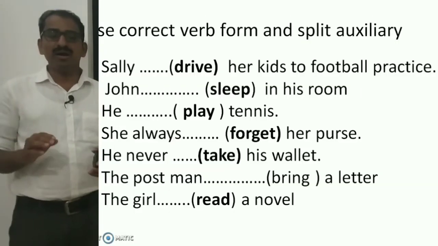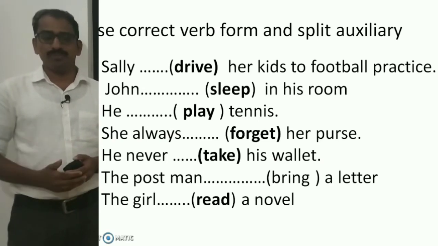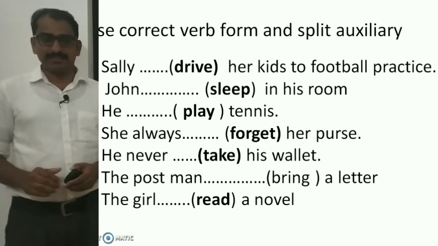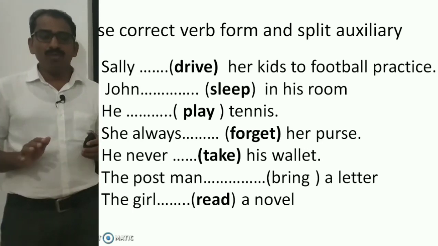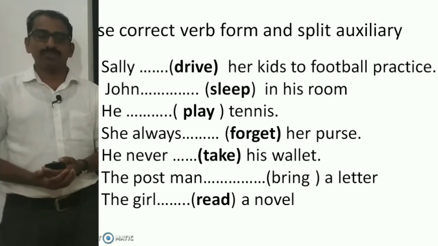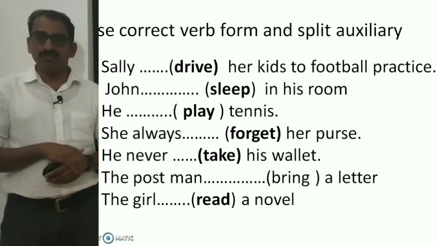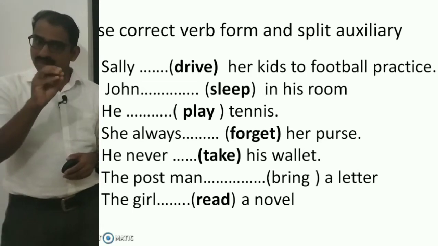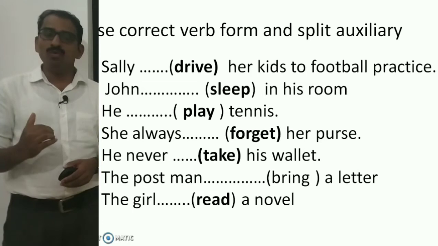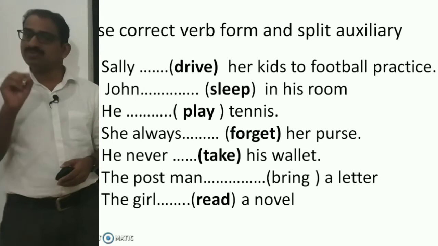Sally (drive) her kids to football practice. John (sleep) in his room. He (play) tennis. She always (forget) her purse. He never (take) his wallet. The postman (bring) a letter. The girl (read) a novel. How will the correct form of the verb be here? We have to add does to this V1 form in the bracket. Then how will it change? We have to use s or es at the end. That means we have to use does.